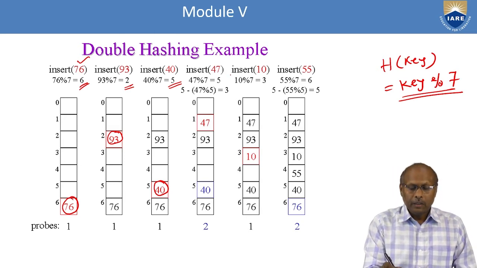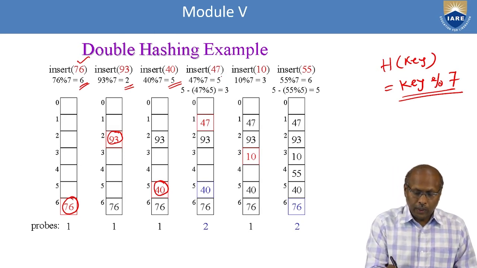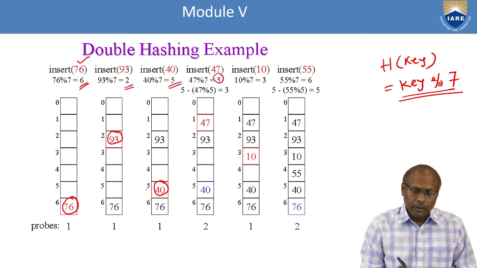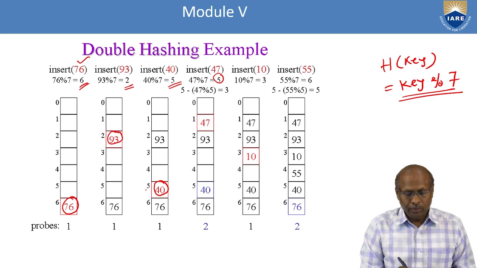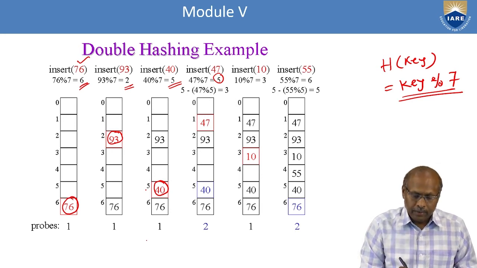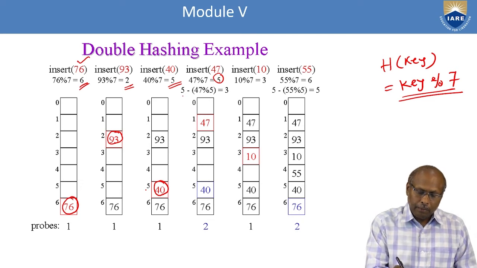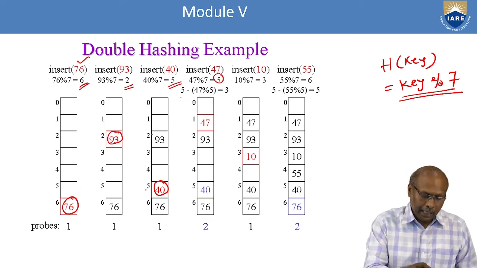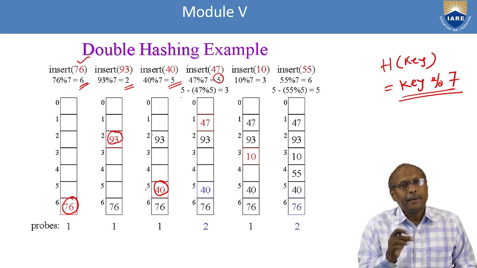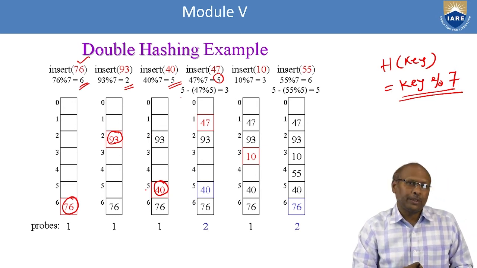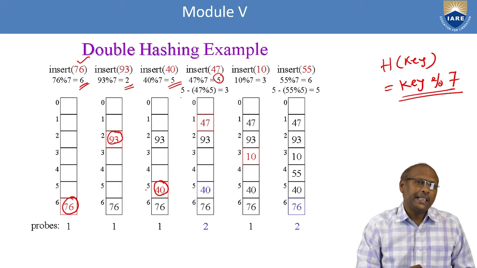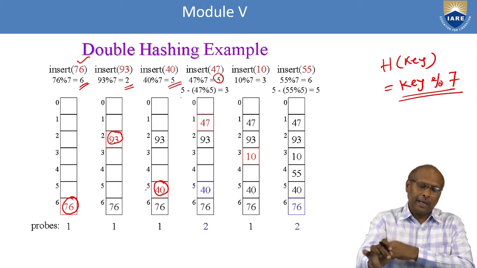Next, 47. 47 modulus 7, how much? 5. But in the 5th place data is already there. So when data is already available, there is a collision. So now I should apply double hashing. What is the double hashing function? Prime number minus key modulus prime. Here prime is 5, because my capacity is 7. So I have taken the prime value which is less than the table size, the nearest prime number to the table size.